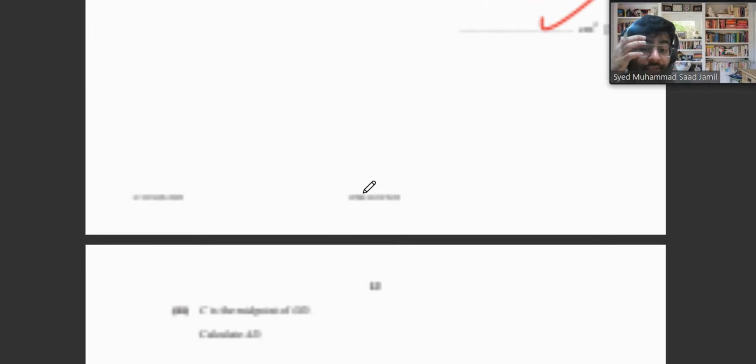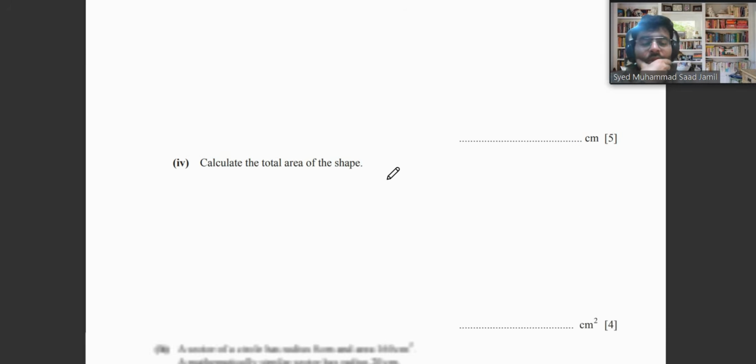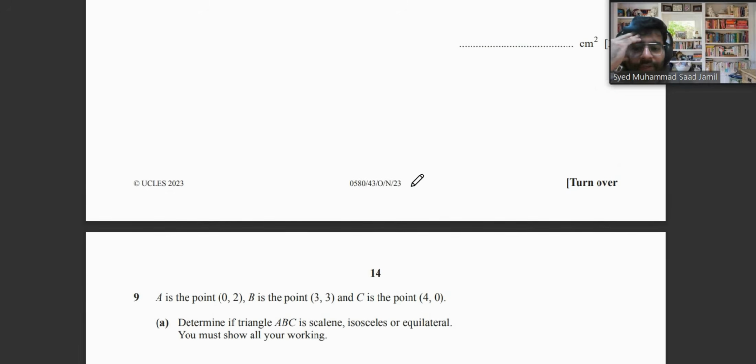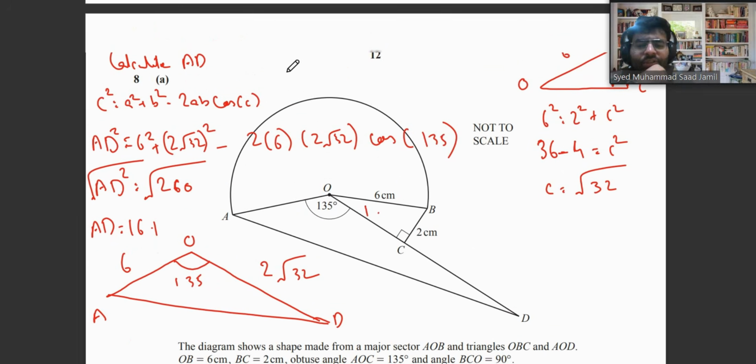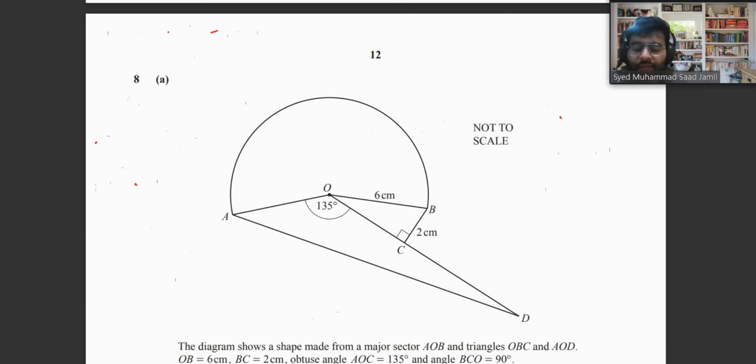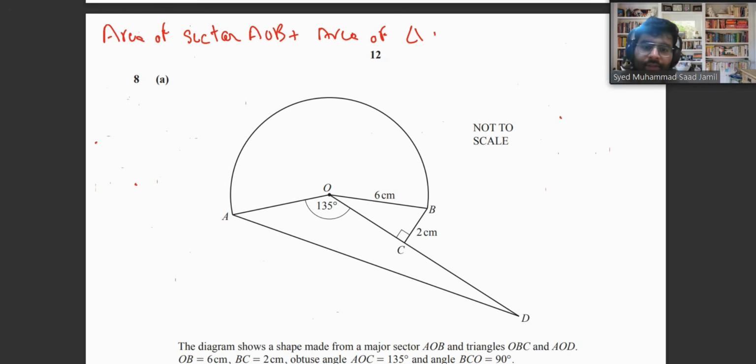Alright. Now next question says, why are they so hell-bent on doing this shape? Calculate the total area of this shape, which is actually not difficult. So for this question we actually have to add area of sector AOB plus area of triangle AOD plus area of triangle OBC.